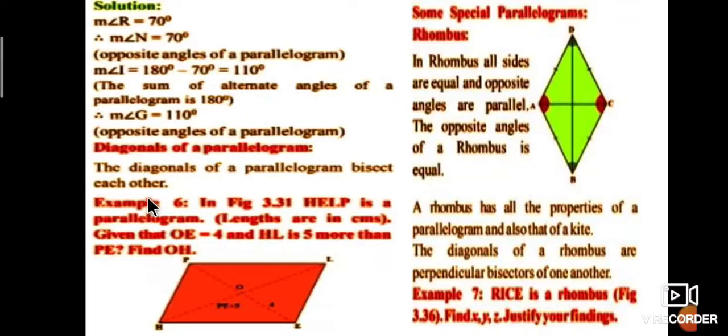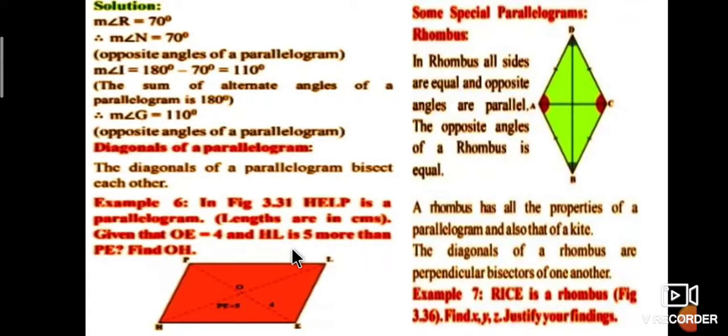Next, dear student, it is a homework for you. Question number 6 is a homework for you. In the figure 3.1, HELF is a parallelogram. Lengths are in centimeters. Given that y is equal to 4 and HL is equal to 5 more than PE, find OH. This is the homework for you students.